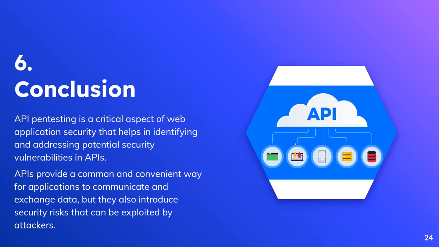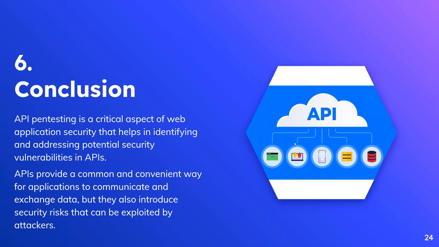These APIs have revolutionized the way applications and systems communicate and exchange data. They have become the backbone of modern software development, enabling seamless integration and interaction between different services and platforms. APIs provide a standardized and efficient way for developers to leverage existing functionality and data. However, with the increasing adoption of APIs, security has become a pressing concern. APIs can be vulnerable to various security risks, including unauthorized access, injection attacks, data breaches, and denial of service attacks. So it is crucial for organizations to prioritize API security and take proactive measures to protect sensitive data, maintain system integrity, and ensure user privacy.